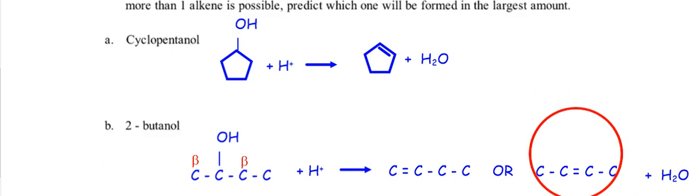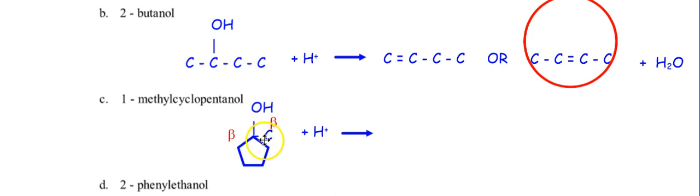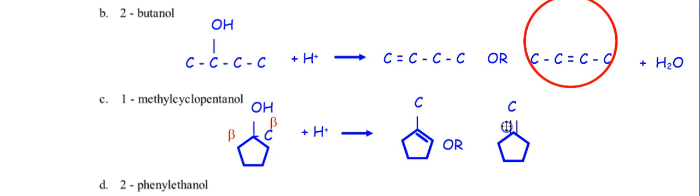What about the next one, 1-methylcyclopentanol? Here I have the structure, and notice again, I have two beta carbons with beta hydrogens. I have one that's in the ring and one that is part of that 1-methyl group. If I look at the first one that's in the ring, I would have this. Or if I use the one that is off the 1-methyl, I would have this. And don't forget, you also have plus water.